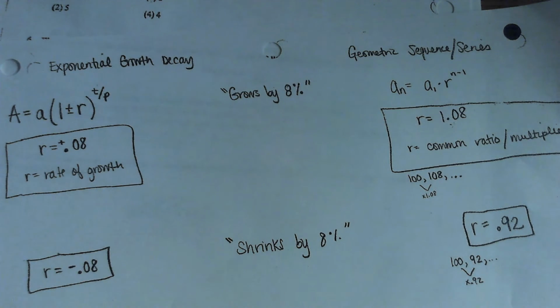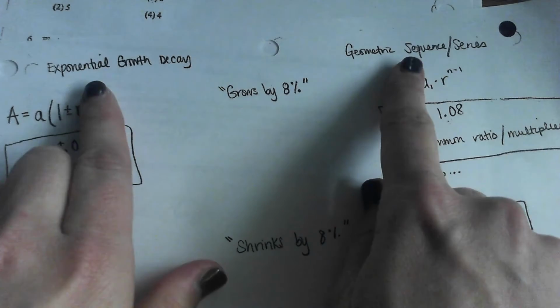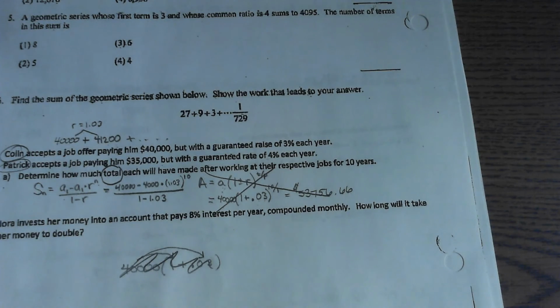In this chapter, obviously I'm mostly going to be testing the sequence and series stuff, but in the grand scheme of things, you have to differentiate between these two. So you see a percentage, it's one of these two, okay? Per year, compounded monthly, how long will it take for her money to double?